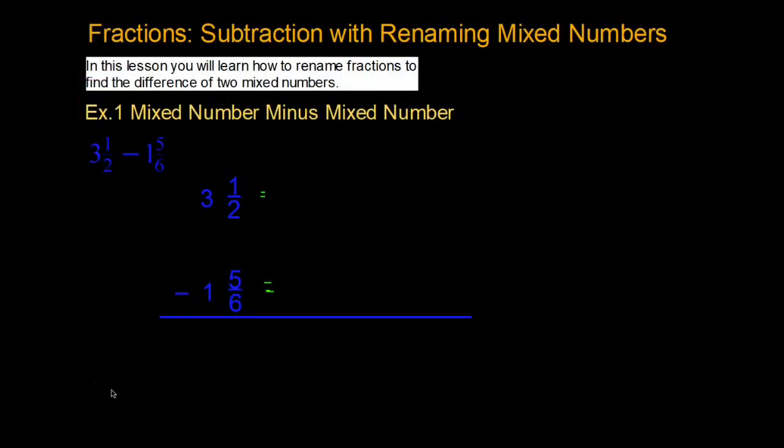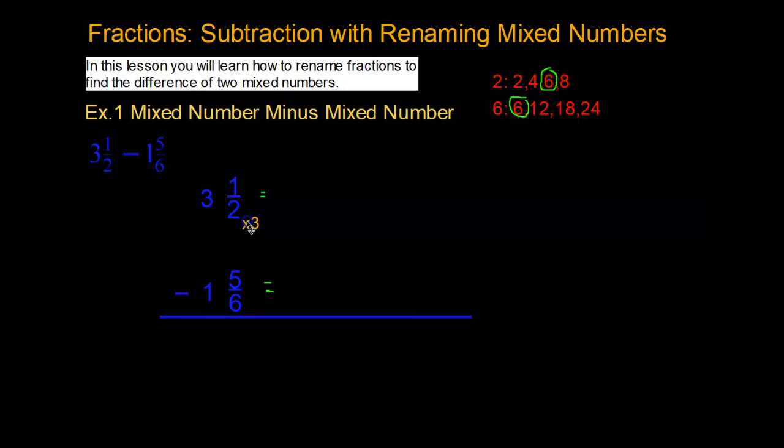Kids, today we are going to subtract with renaming mixed numbers. Our first example is mixed number minus mixed number. As with our previous work, you always stack your fractions first. Then you're going to find your common denominators. In this case, our common denominator is going to be 6.